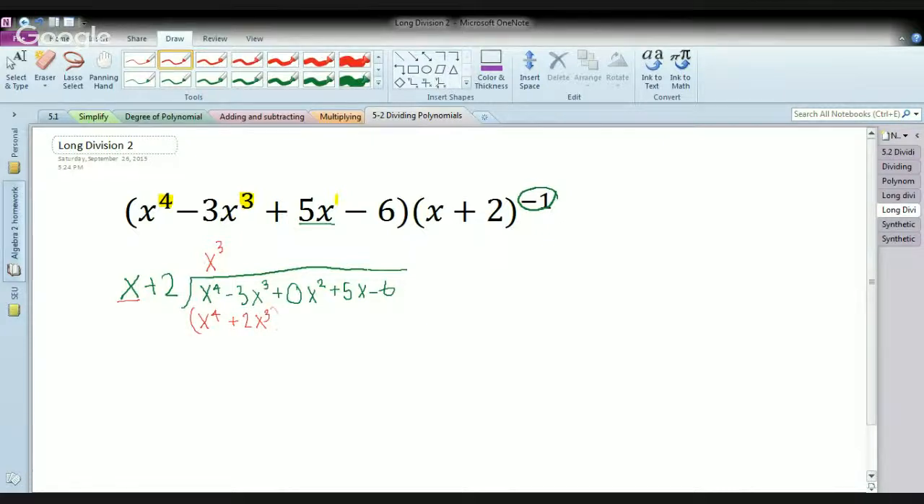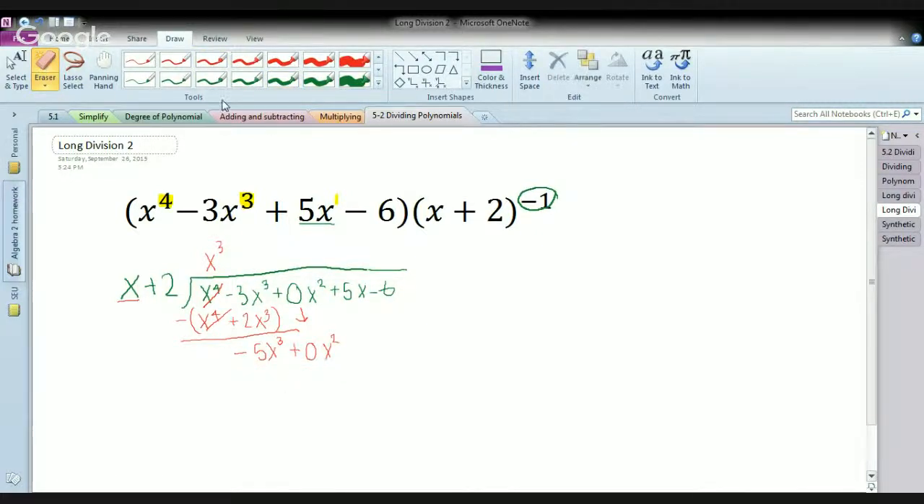Those two we subtract. So x to the 4th minus x to the 4th, that's going to cancel. Negative 3x to the 3rd minus 2x to the 3rd is going to give me negative 5x to the 3rd. And we bring down our next term. So we're bringing down our plus 0x to the 2nd power. So we start over.